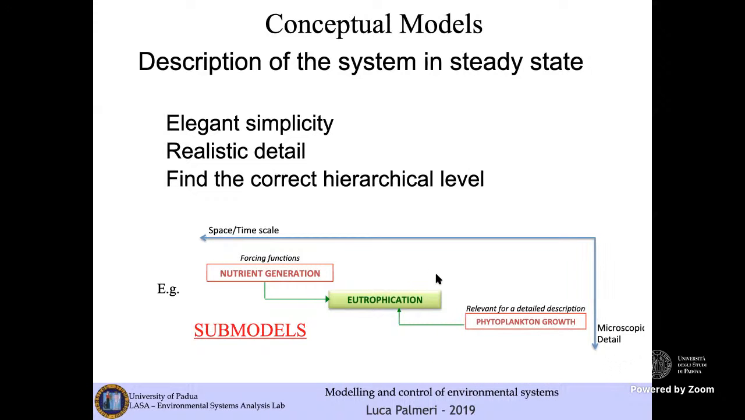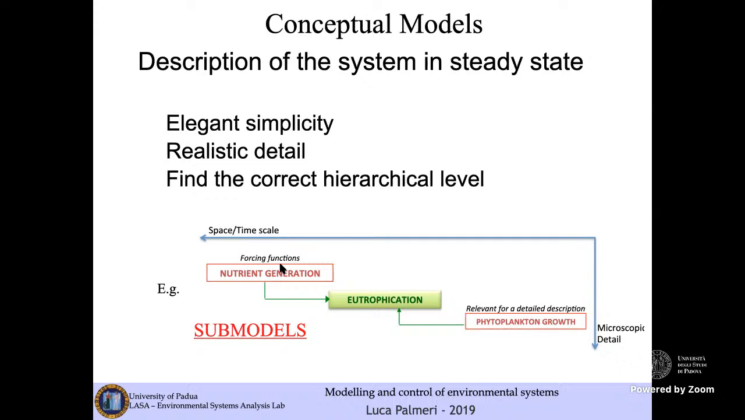For example, in a model of eutrophication, we shall reduce the scale to a microscopic detail of phytoplankton growth that is, of course, relevant for a detailed description. So in this context, phytoplankton growth is seen as a submodel that is acting on a lower hierarchical level on the eutrophication model. But if you want to describe consistently the process of eutrophication, you shall also include into your model some forcings that come from the upper hierarchical level. For example, you shall also include submodels describing nutrient generation.